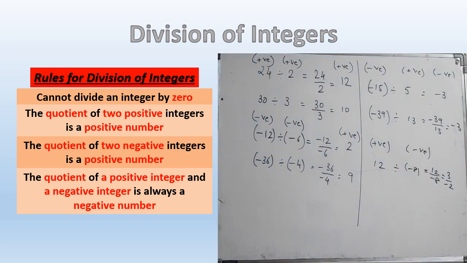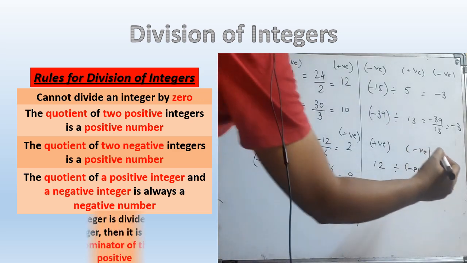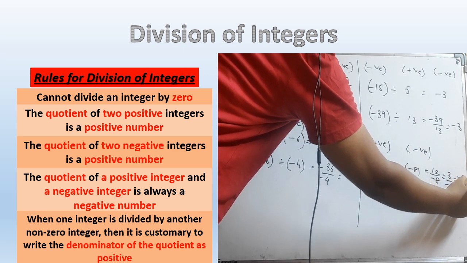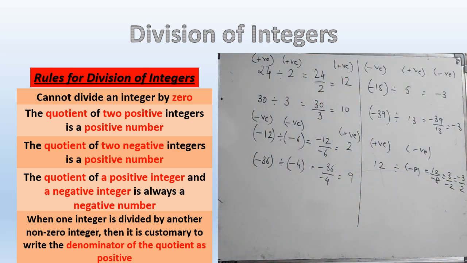Always remember, students, whenever you get something like this, you have to give the negative sign to the numerator. So this becomes minus 3 upon 2.